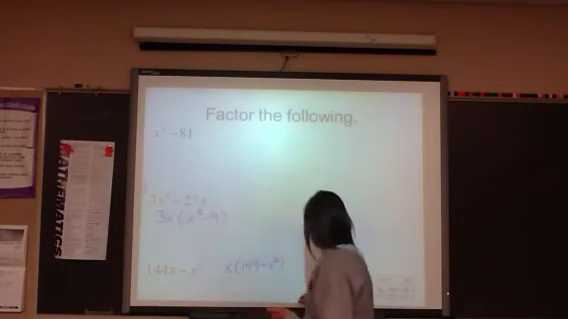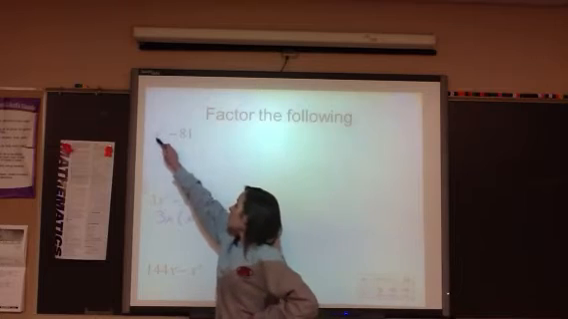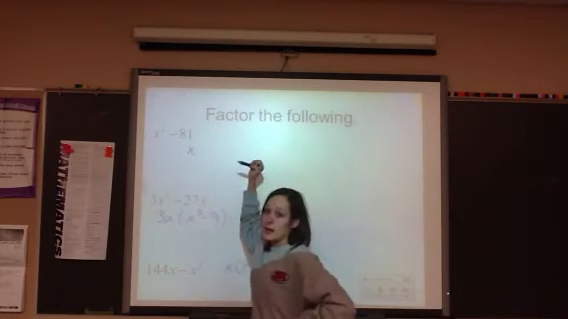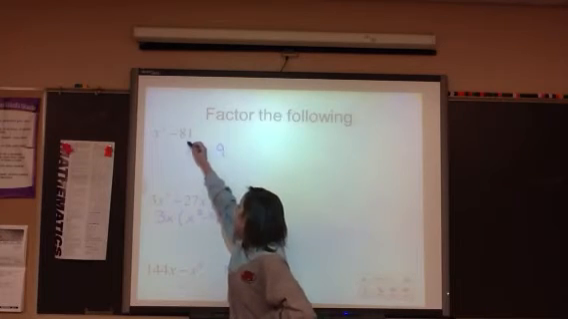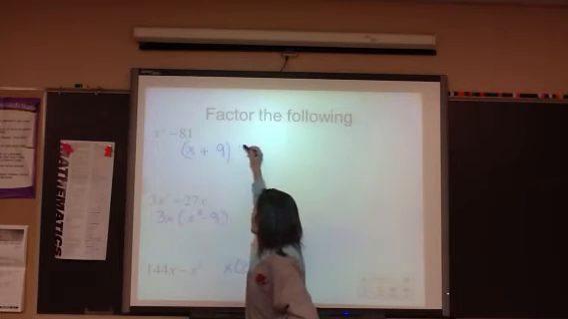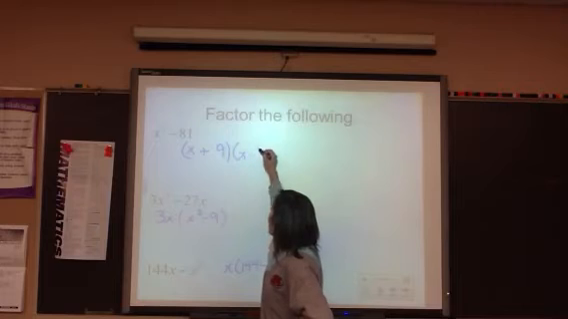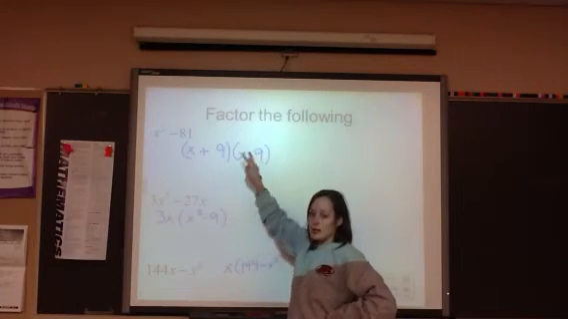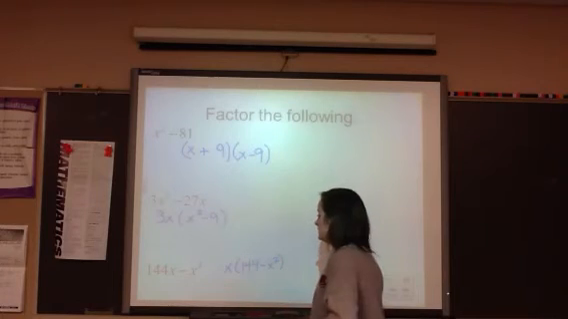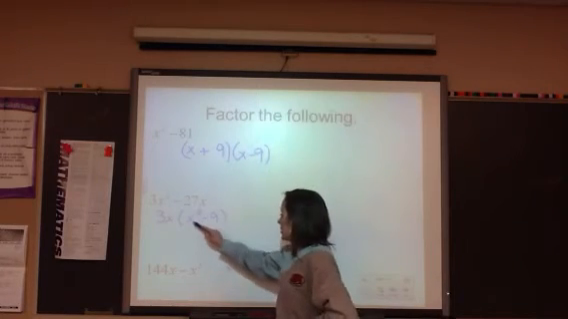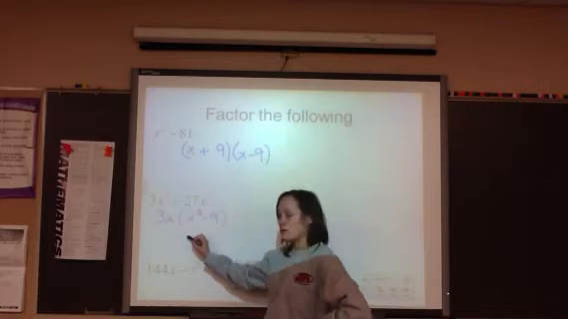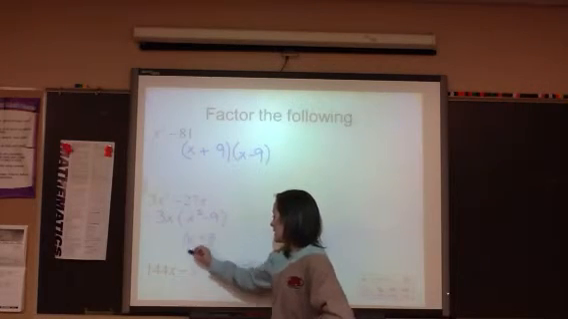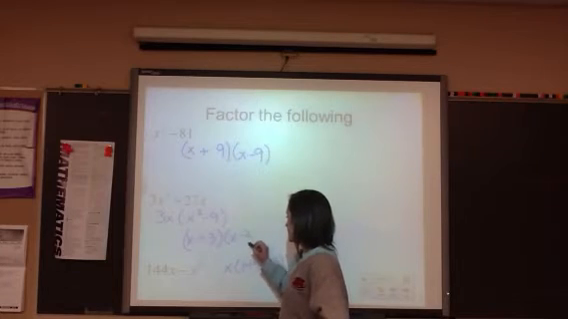Okay, so if we look at that first one, what is the square root of x squared? X. What is the square root of 81? 9. What you do, since it's difference of squares, you put x minus 9 and x plus 9. It doesn't matter your order there, because multiplication is commutative. Here, we got x squared, so square root is x. Square root of 9 is 3. So you got x plus 3, x minus 3.